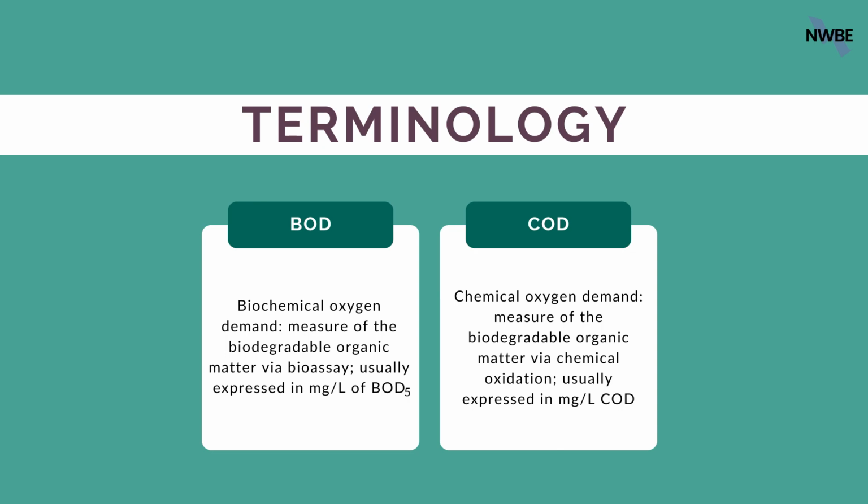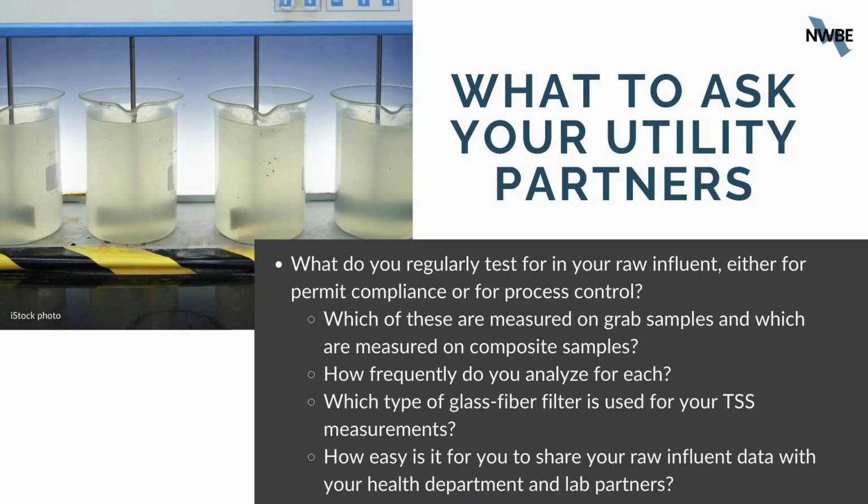And here are some questions to ask your utility partner related to their water quality monitoring that may help inform your wastewater surveillance program. The big overarching question is, what do you regularly test for in your raw influent, either for permit compliance or for process control? Some sub-questions related to that overall question include, which of these are measured on grab samples and which are measured on composite samples? How frequently do you analyze for each? Which type of glass fiber filter is used for your TSS measurements? And how easy is it for you to share your raw influent data with your health department and lab partners?